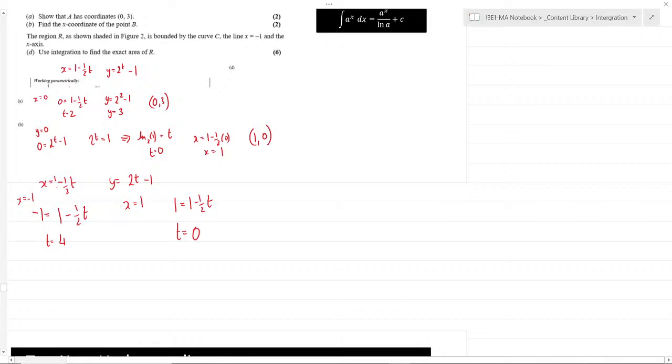So, now I also need to find out the differential of dx. That's going to be dx by dt is equal to just -1/2. Everybody right with that? So it's going to be the integral between 4 and 0 of y, which is 2 to the power of t minus 1, times by -1/2 with respect to t. Everybody right with that so far?